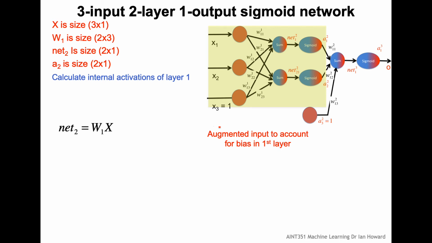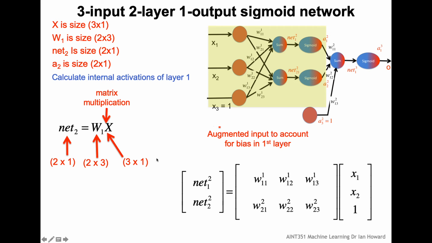So let's just go through the calculations of net 2 first of all. Net 2 is the linear output of the lower layer, and that's just the weight matrix W1 multiplied by the input vector x, so that's W1x. Like we said, that's a 2x3 multiplied by a 3x1. So we see from that the output is going to be 2x1. And it's matrix multiplication. That's what it'll look like if we expand it out, just so you have a bit more of a feeling about what it looks like.